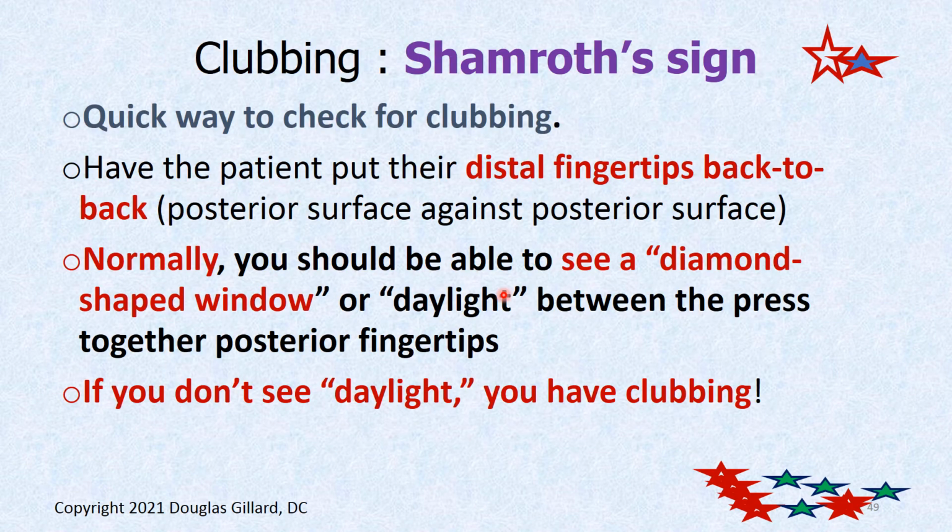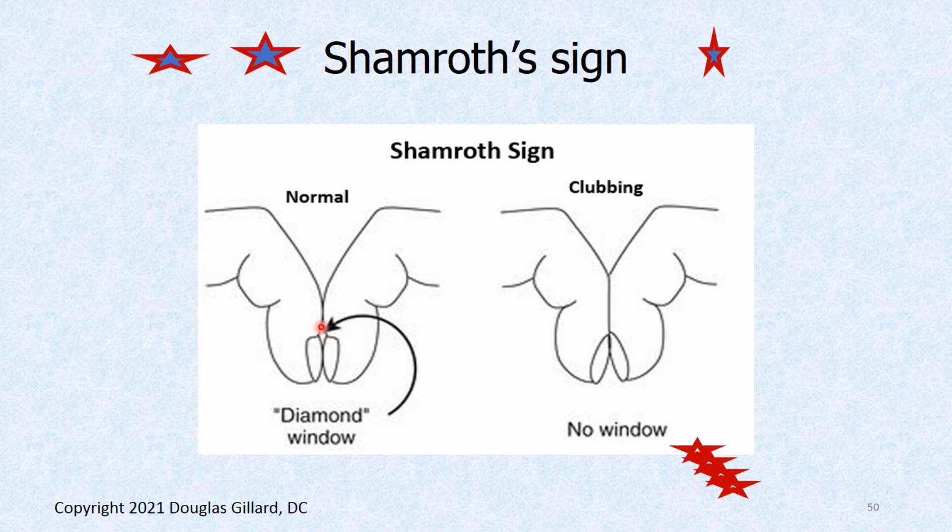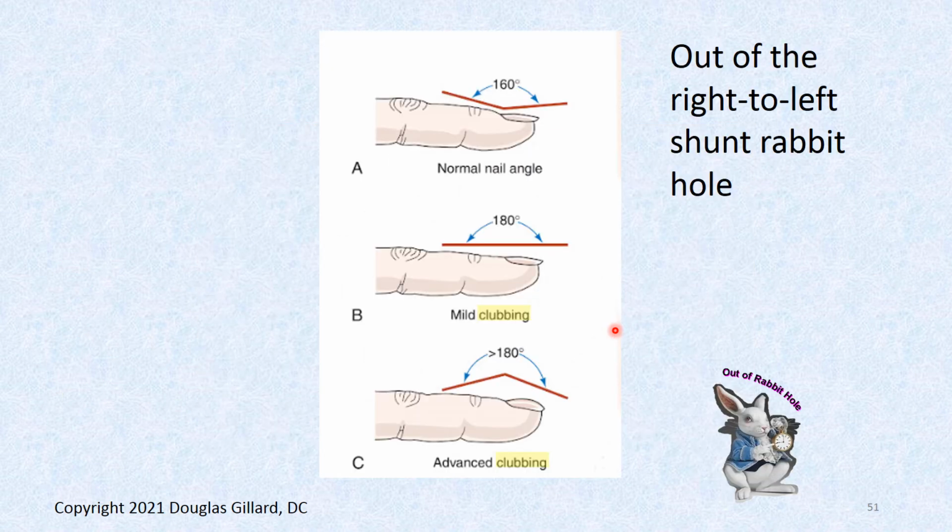Shamrock sign. So a quick way, you can do this right now. Using class, I have everybody put the backs of your nails together and look. Put the backs of your nails, the dorsal surface of your distal phalanges together, and there should be a little diamond. I'm going to do it right now. Yep, I got a little diamond between my nails, and that's great. That's normal. If you don't have the diamond right here, you got a little bit of clubbing going on, and some people they go on.